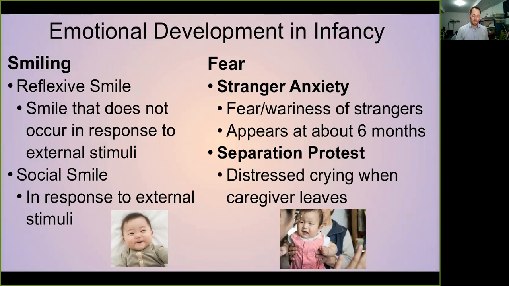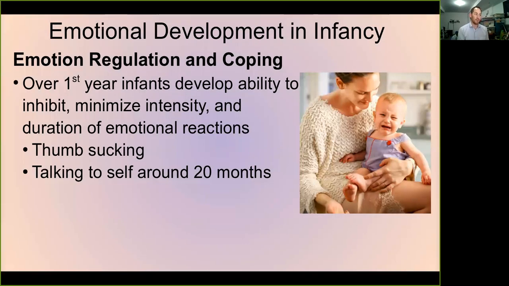So over the first year, infants start to develop the ability to inhibit or minimize the intensity of their emotions. They do other behaviors to try and, you might say, distract themselves or to calm themselves down, like thumb sucking or maybe even talking to themselves when they get closer to around 20 months old.